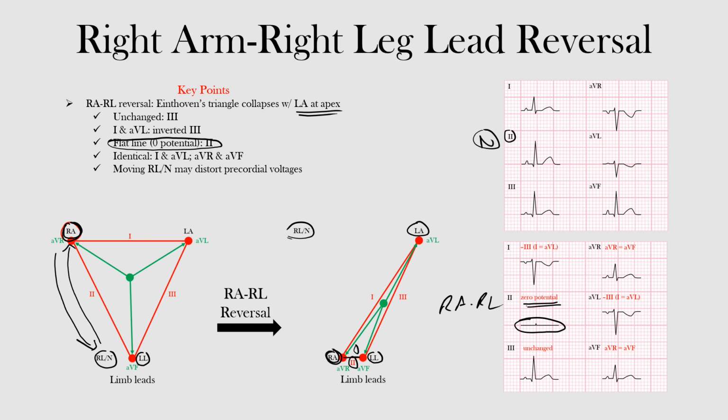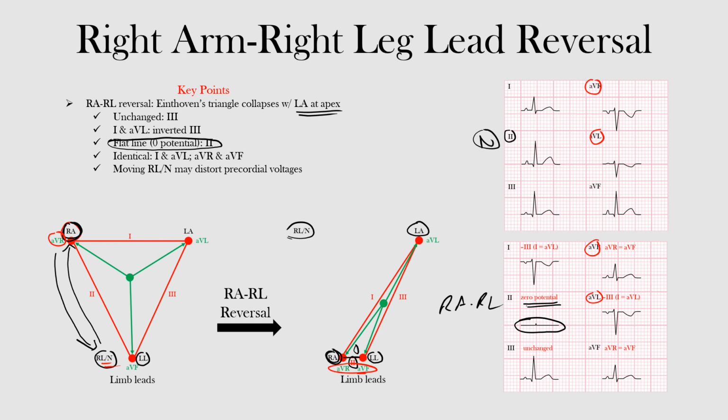Additionally, now aVR and aVF are essentially mathematically identical, such that they appear identical on the EKG. So we're looking now at aVR and aVF. Remember aVR was here, now it's coming in this position down here, so here's aVR and aVF pretty much at the same line, and they'll look pretty much the same.